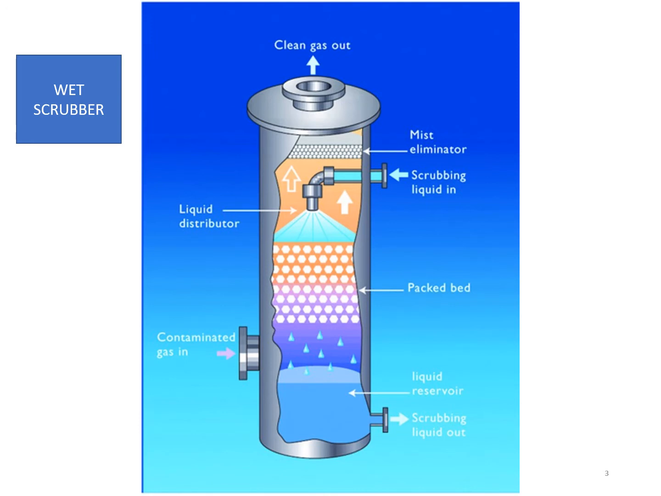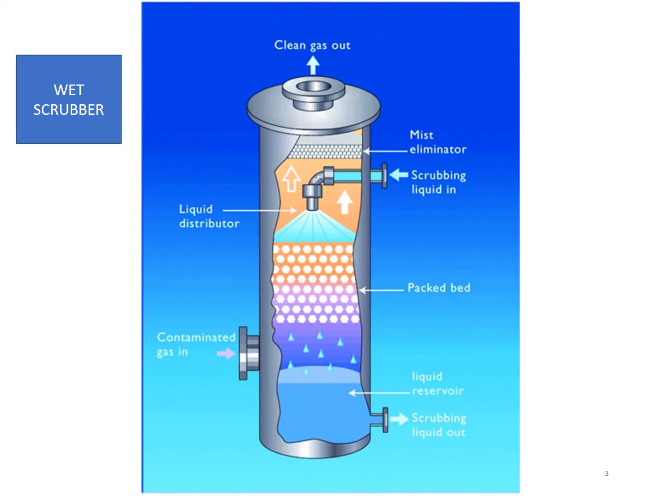The figure shown here is that of a wet scrubber. The wet scrubber is a cylindrical shell in which contaminated gas is added at the bottom of this column. And the scrubbing liquid used here is water. Scrubbing liquid is added at the top of this column. So the counter current principle is applied here. This contaminated gas, when it comes in contact with the scrubbing liquid, gets purified and the clean gas is obtained at the top of this column.